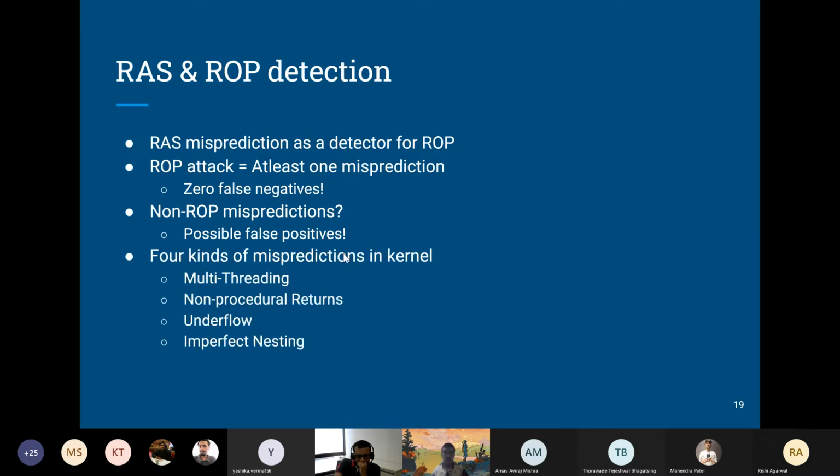These can be of four kinds in kernel ROP, because that's what we are looking at. So multi-threading, returns when no call was done, and underflow, that is, RAS is a hardware structure. Its size would be limited. You might do more function calls than it can hold.